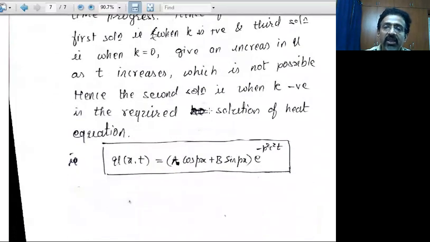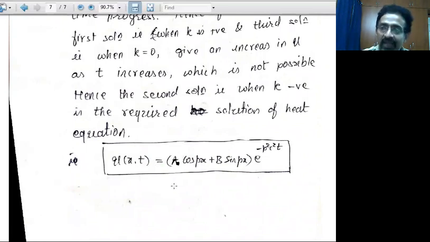Therefore, my solution for the heat equation will be u of x comma t equal to a times cos px plus b times sin px, multiplied by e power minus p squared c squared t. So this will be the solution of the heat equation.